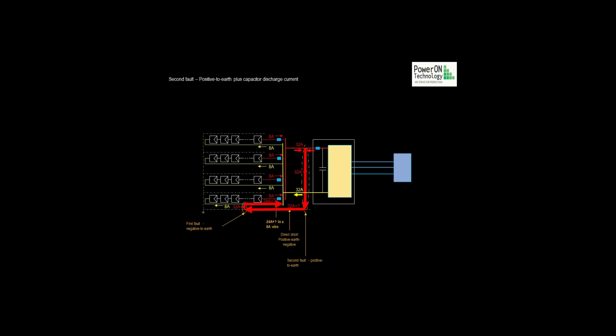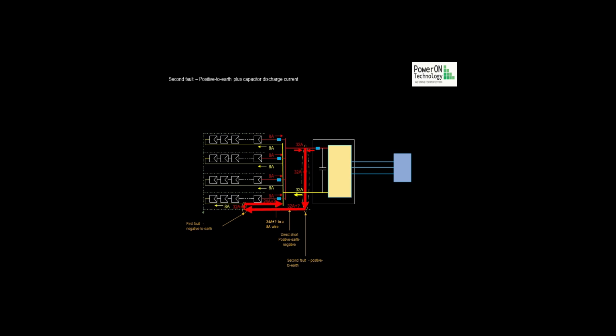But there is an additional current that flows from the main positive into the fault. And this is the discharge current from the DC link capacitors into the fault. This current flows through the inverter's internal fuse.